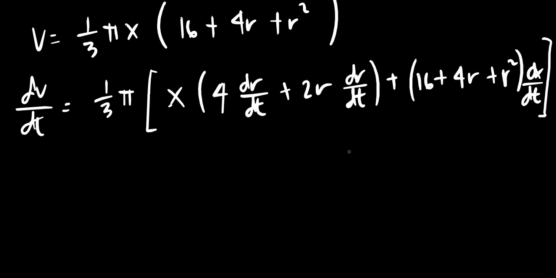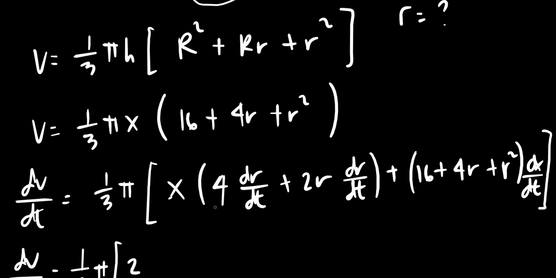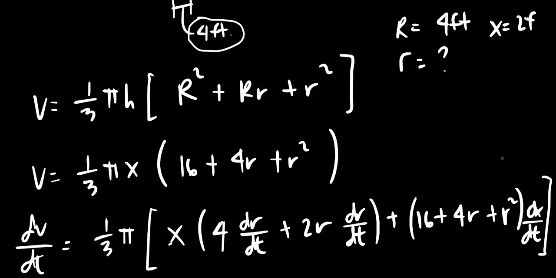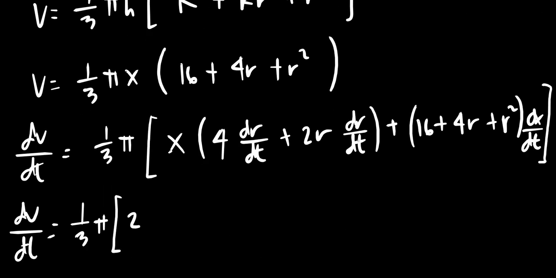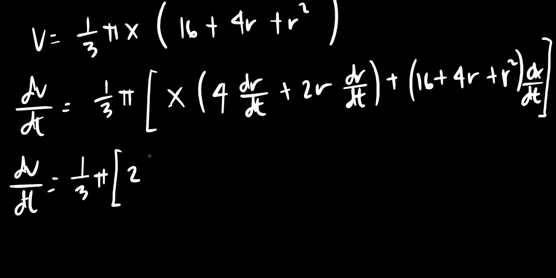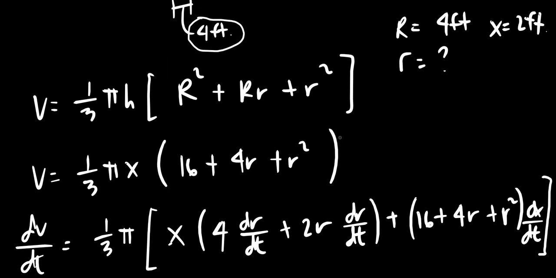By simplifying, we have dV over dt equals 1/3 pi. Again, we know x equals 2 feet. So we have 4. What is the value for dr over dt? dr over dt is still unknown.